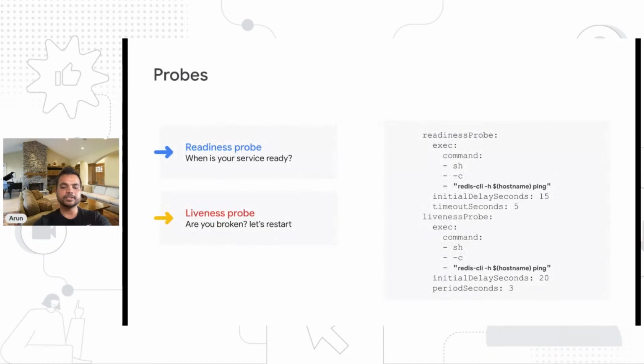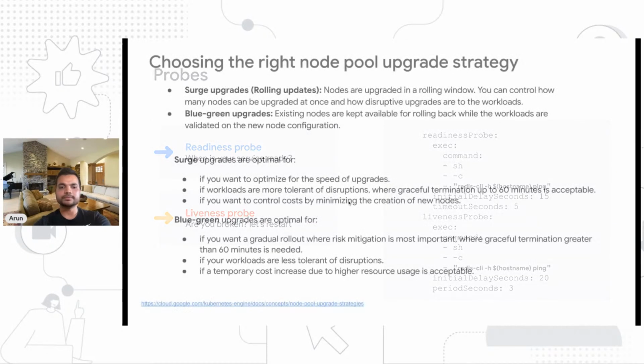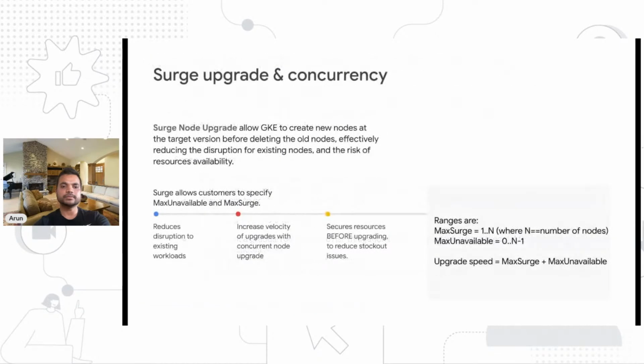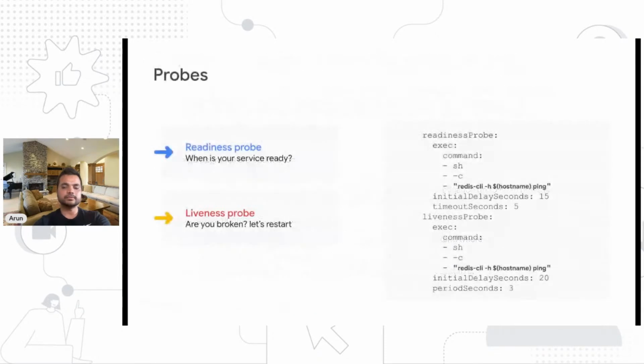Readiness probe, liveness probe, if you are using GKE at a larger scale, these are the basic settings that we go about. Readiness is when your service or workload or pods are ready to receive the traffic. And liveness is, as the name says, to make sure that those pods are alive. If not, then restart them.